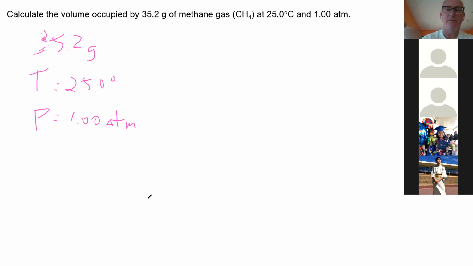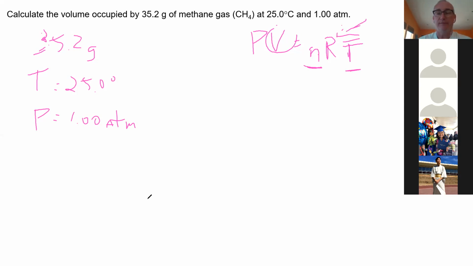All right, so here's our good old friend PV equals nRT. So we need to calculate V. So we don't know what V is. And we're given the pressure, we're given an amount, and we're given the temperature. And we know what R is. So basically, it's just a matter of plugging everything in and figuring out what V is. So what is n? n, remember, is what? What does n stand for?